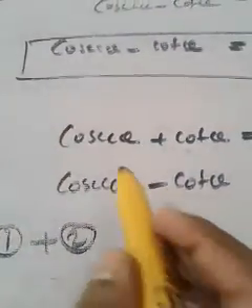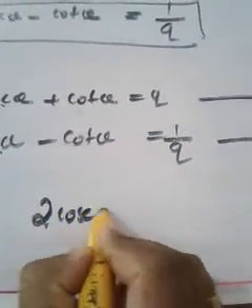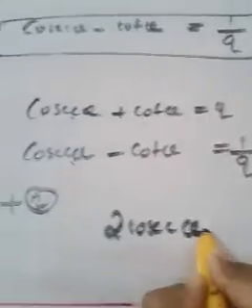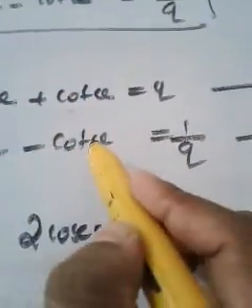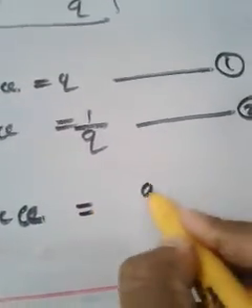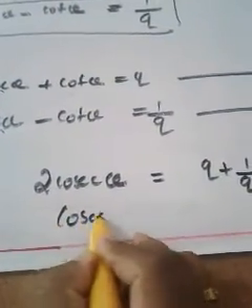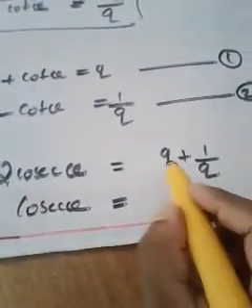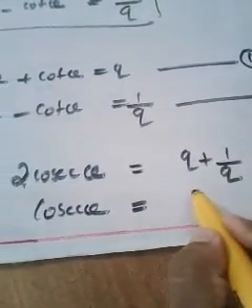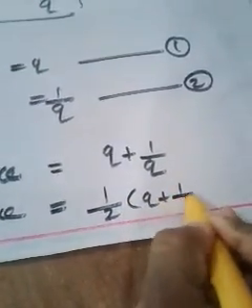When you add, what do we get? Cosec plus cosec is nothing but 2 cosec theta. When you add cot and minus cot, it gets cancelled. On the right side, it becomes q plus 1 by q. So 2 cosec theta is equal to q plus 1 by q. Then what will be cosec theta? Take this 2 to the left side, that means q plus 1 by q by 2. Otherwise, you can write 1 by 2 into q plus 1 by q.